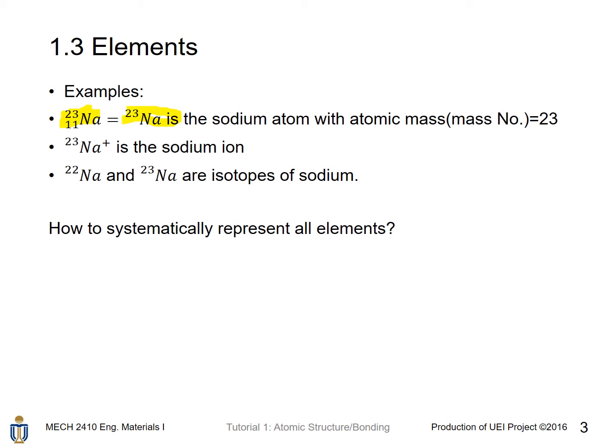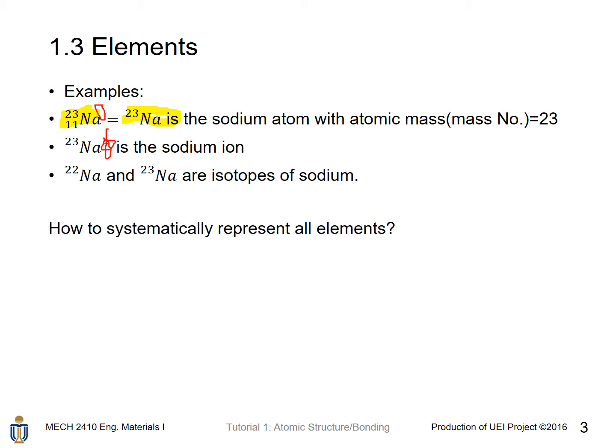Because here there is no charge number or charge symbol. Okay, 23 sodium plus. Here, the number 1 is omitted, which means that the atom carries 1 unit of plus, or 1 unit of positive charge, which therefore, by definition, is a sodium ion.